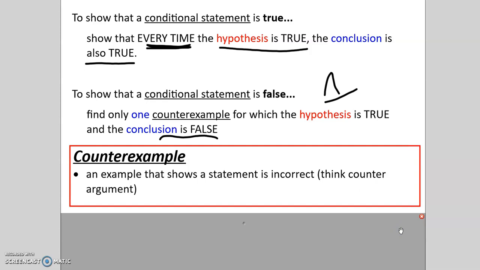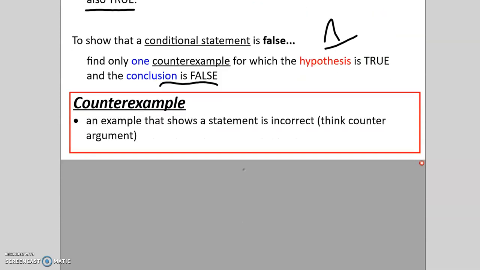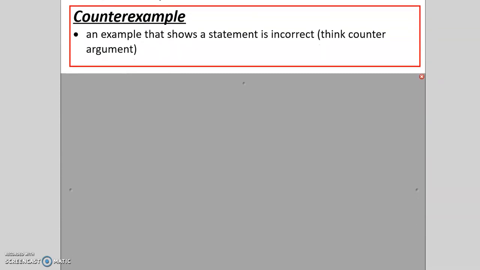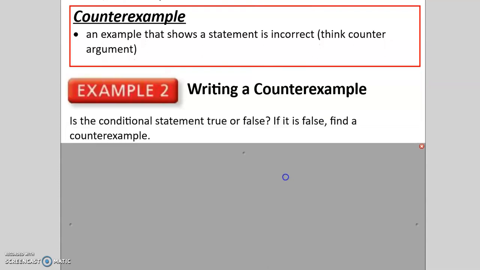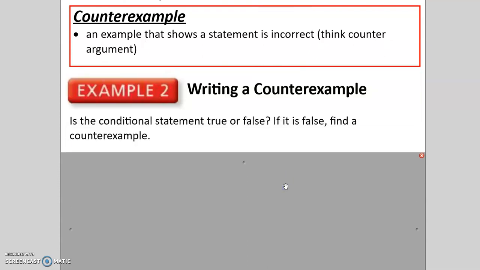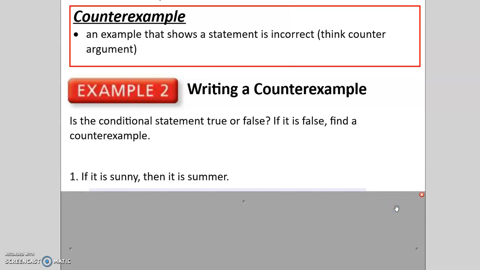Think about counterargument. We should be making these connections to other terms. Geometry is kind of helpful in that way, where they sound like words that we've used not in math before, right? Counterexample, counterargument. We're trying to show that you're actually incorrect, okay? So this next example uses that definition of counterexample, and we're going to be practicing writing a counterexample. So is the conditional statement true or false? And if it's false, find that counterexample. Prove it wrong.